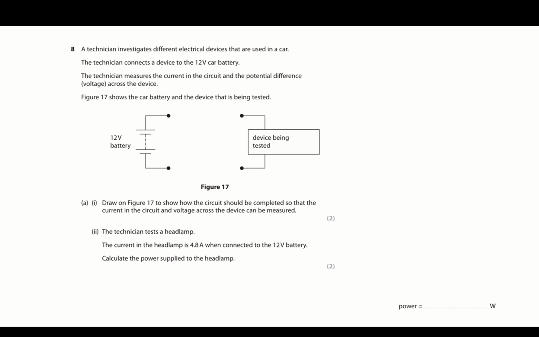Okay, question 8. A technician investigates different electrical devices that are used in a car. So there's the device, and that's going to be moved across when we need to. The technician connects a device to the 12-volt battery, so that's here. They want to measure the current and the potential difference. So we're going to need an ammeter that goes in series. We're going to need a voltmeter that goes in parallel.